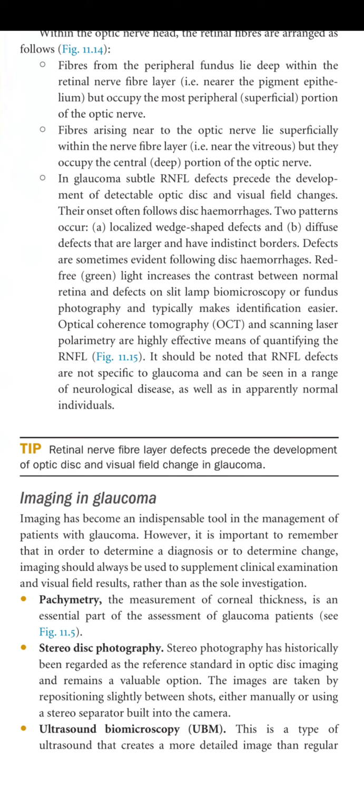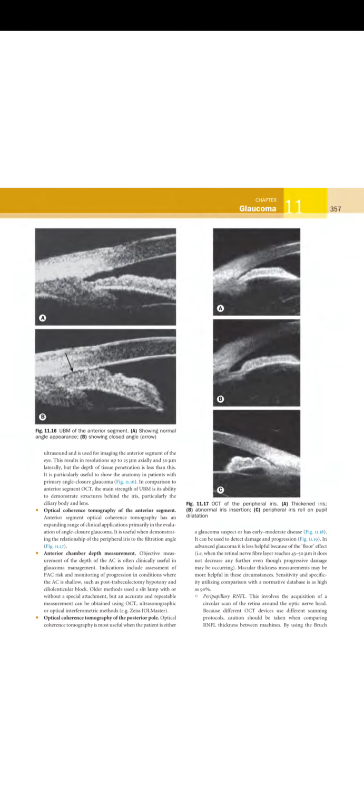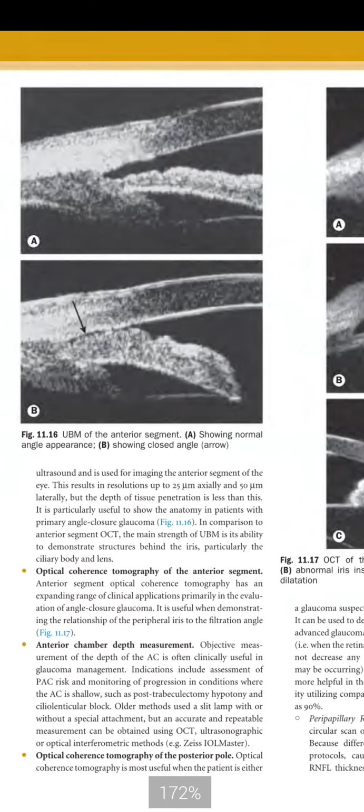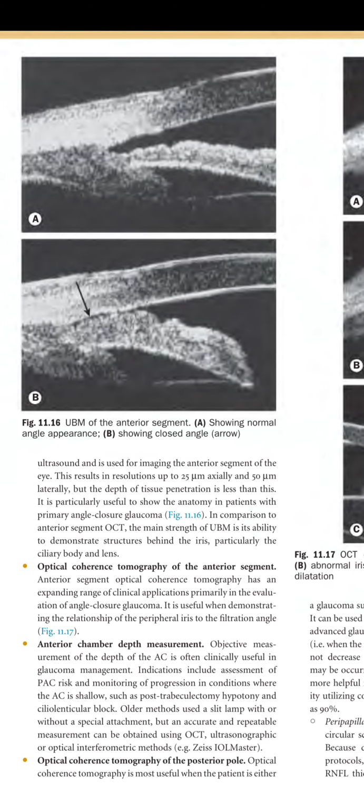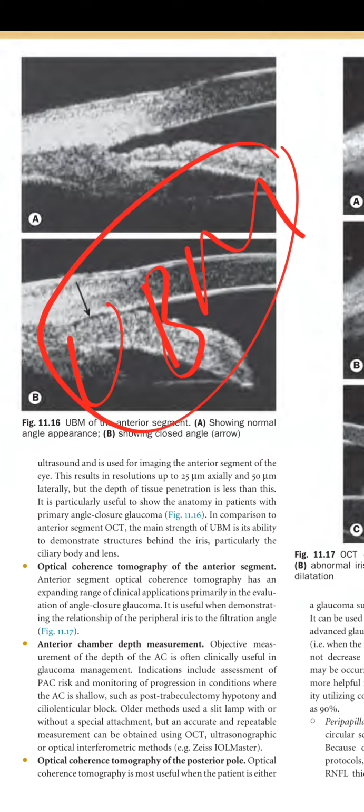Ultrasound biomicroscopy. This is a type of ultrasound that creates a more detailed image than a regular ultrasound and is used for imaging the anterior segment of the eye. This results in resolution up to 25 micrometers axially and 50 micrometers laterally, but the depth of tissue penetration is less than this. It is particularly useful to show the anatomy in a patient with primary angle closure glaucoma in comparison to the anterior segment OCT. The main strength of the UBM is its ability to demonstrate structures behind the iris, particularly the ciliary body and the lens. So basically, UBM is an ultrasound technique that captures the anterior segment of the eye.